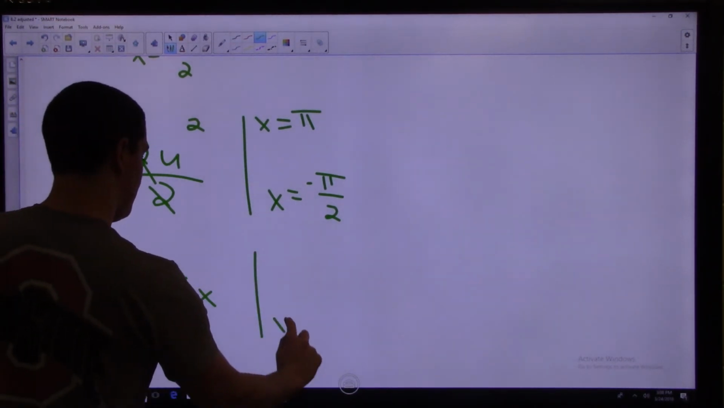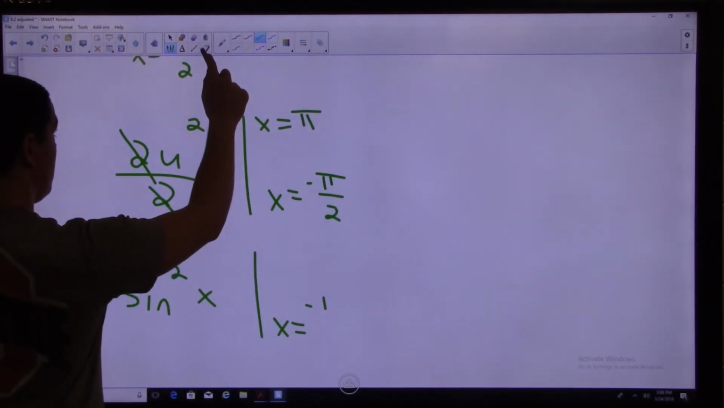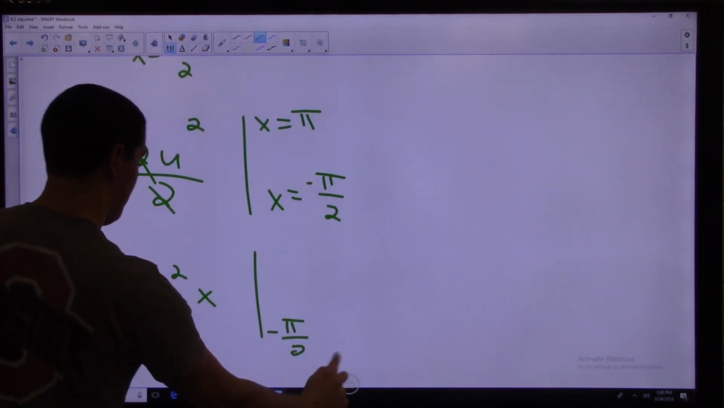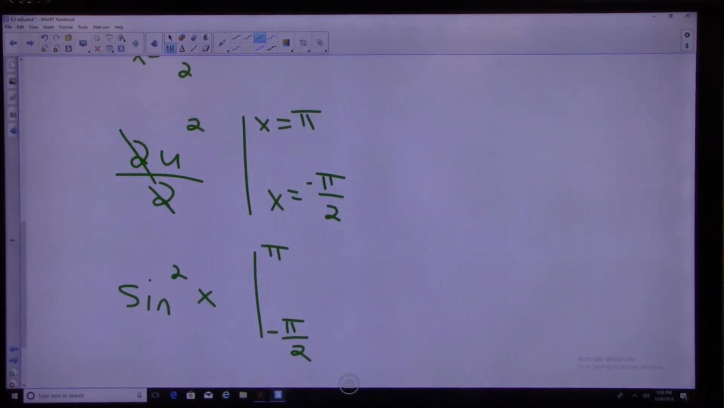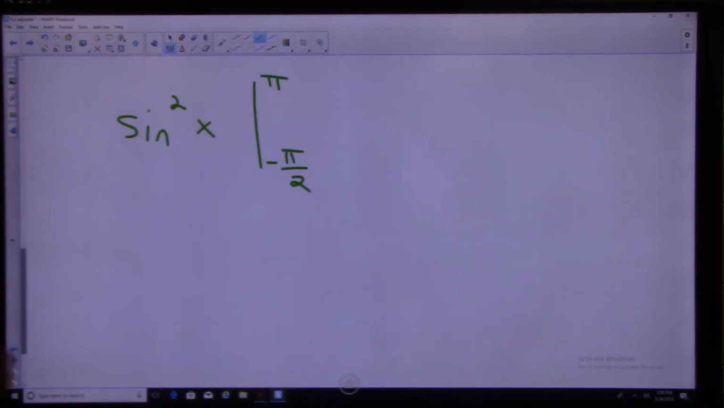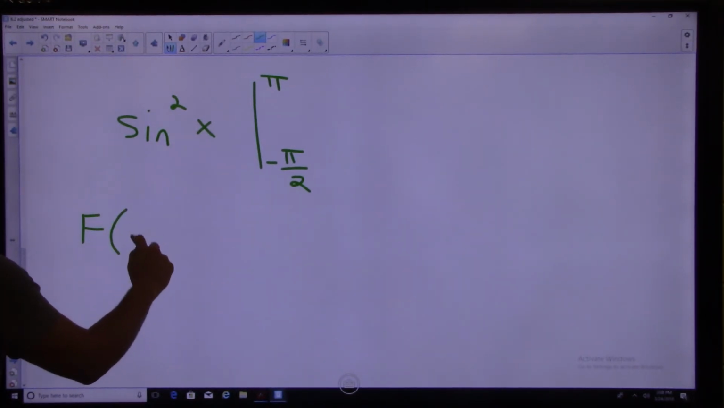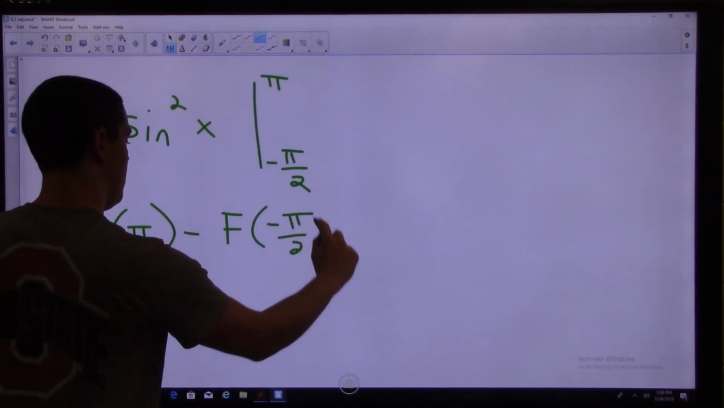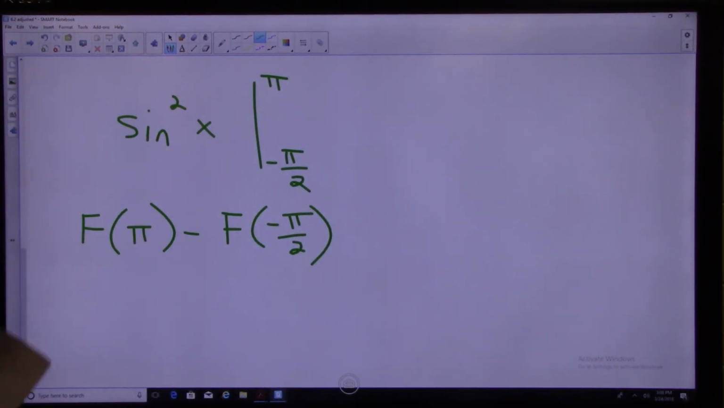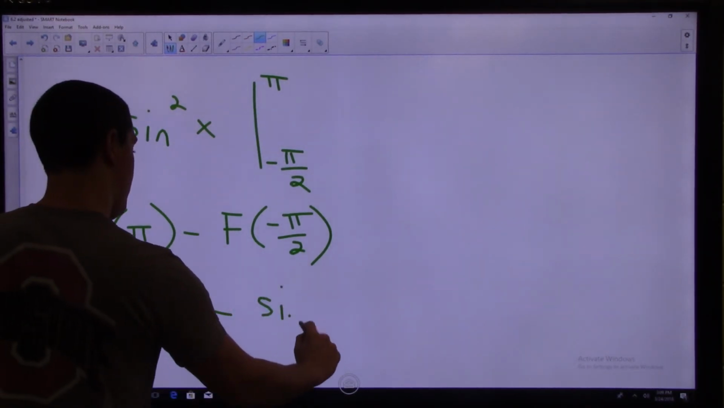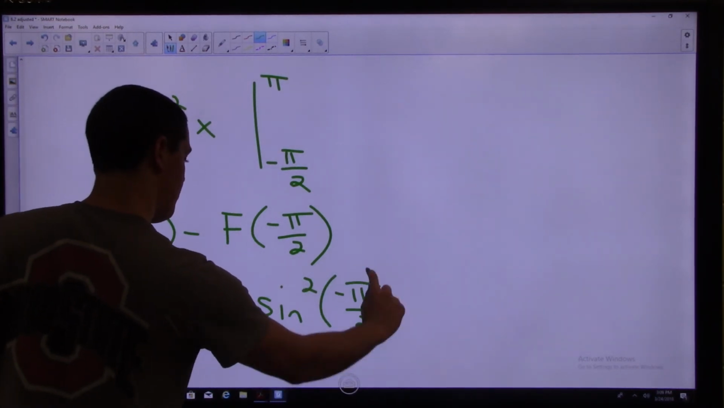And we're going to evaluate that as x goes from negative pi over 2, and instead of writing that x, I can just write from negative pi over 2. Again, you could keep that if you wanted it, to pi. So f of b minus f of a. We need to use the fundamental theorem of calculus, part 2. So let's do it. It's going to be f of pi minus f of negative pi over 2. So this is going to end up being sine squared of pi minus sine squared of negative pi over 2.